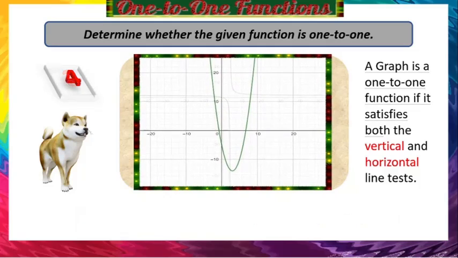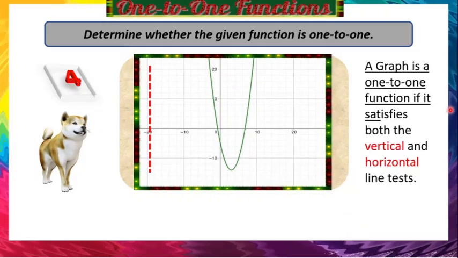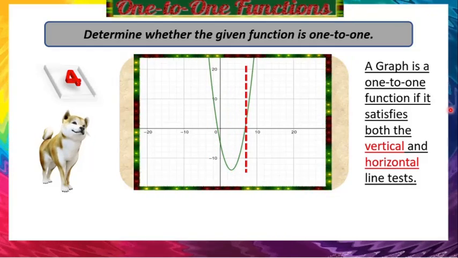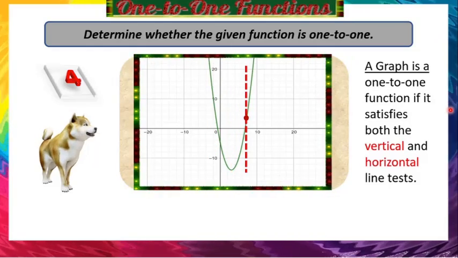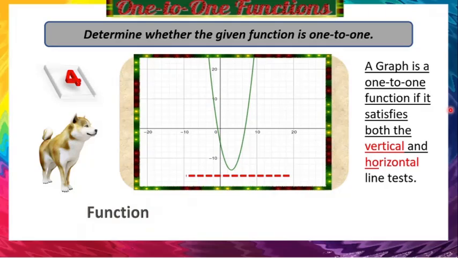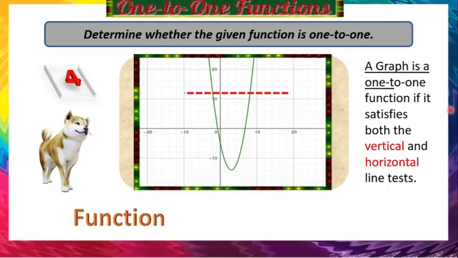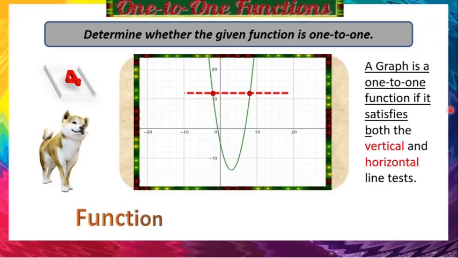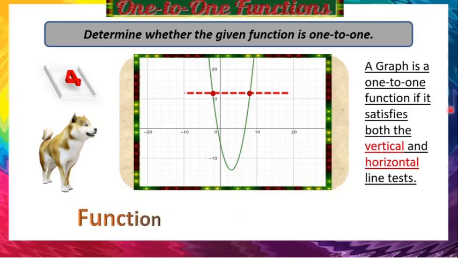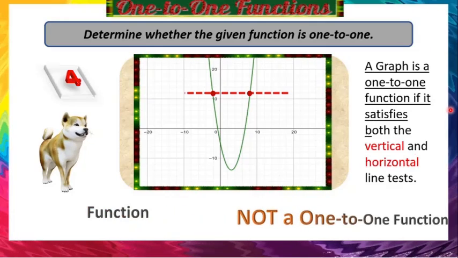Number 4, a parabola. If I use the vertical line test for that, it touches our graph once. So this is a function. But if I use the horizontal line test, if I move forward, it touches two points. So I mean to say that this graph is not a one-to-one function.